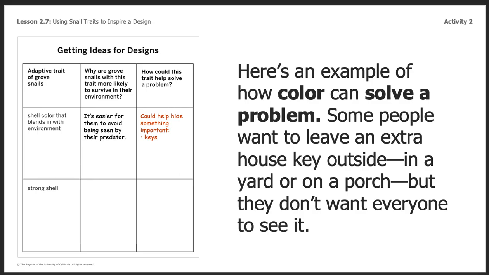Here's an example of how color can solve a problem. Some people want to leave an extra house key outside in a yard or on a porch, but they don't want everyone to see it, right? So if the extra key was in a container that blended in with the environment, that would solve the problem. No one would be able to see the key, but the person would know it was there. I'm going to record that on our chart.